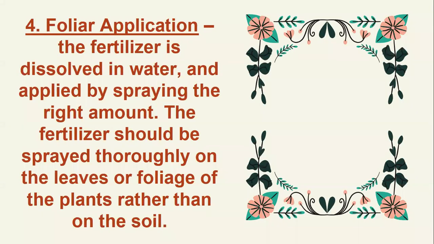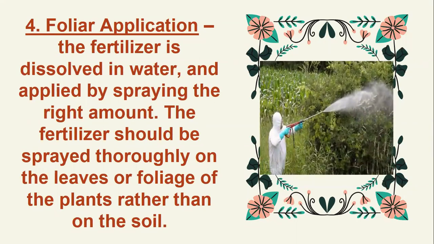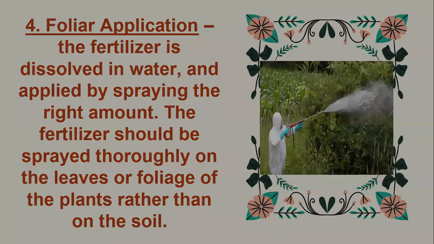And last, you have the foliar application. The fertilizer is dissolved in water and applied by spraying the right amount. The fertilizer should be sprayed thoroughly on the leaves or the foliage of the plants rather than on the soil. Okay, so this is it.